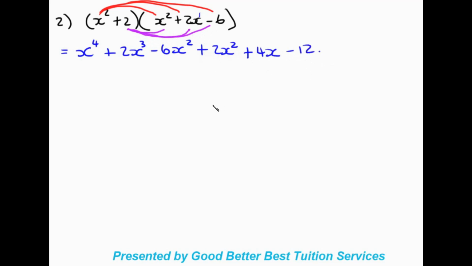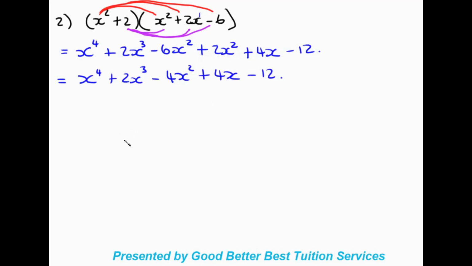And so now we'll look for any like terms that we can add. And we see that we do have a like term in negative 6x squared and positive 2x squared. So if we just simplify all of these down, it's x to the power 4 plus 2x to the power 3. Minus 6x squared plus 2x squared, we get negative 4x squared plus 4x minus 12. And that over there is our final answer, as there are no more like terms to add or subtract.